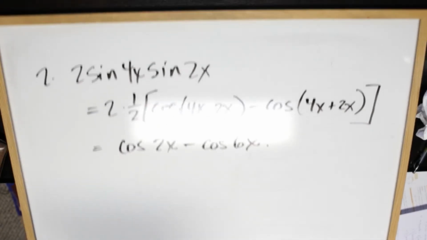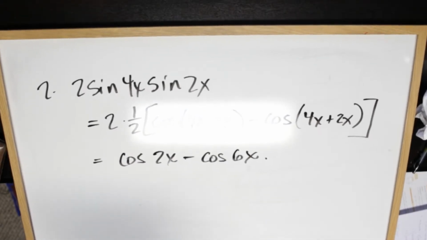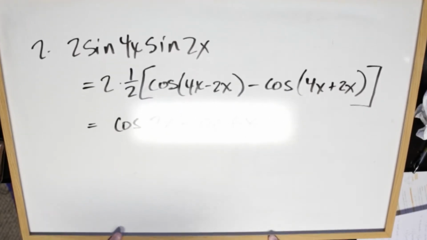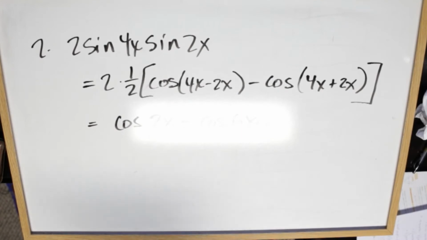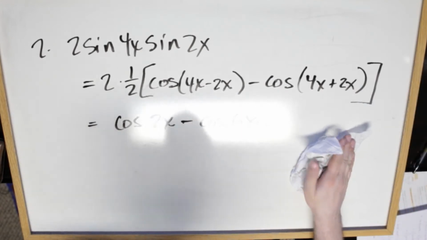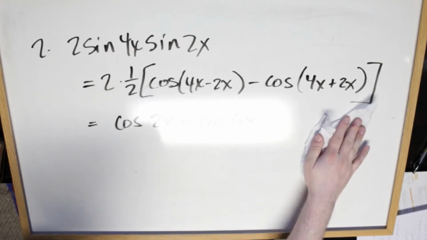Of course, I'm literally right on the mark. Sorry about that. There it is for you. I'm going to try to avoid that as much as I possibly can, but perks of recording late at night, right? This is what you get. So that's what we have, cosine 2x minus cosine 6x.